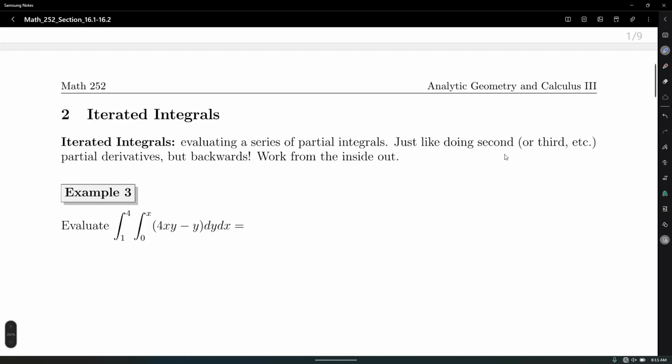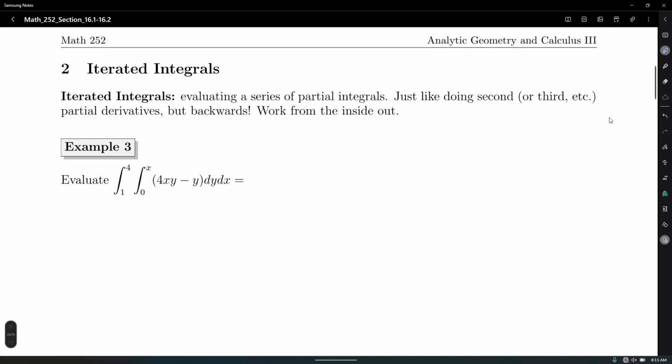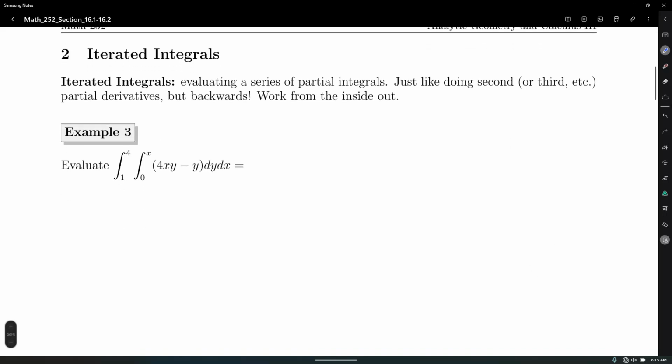In the meantime, let's have a look at this integral that is ready to be integrated. The changing of the order, we're going to do that later. Okay, so we're integrating from 1 to 4 and from 0 to x, the function 4xy minus y, first with respect to y, and then with respect to x.